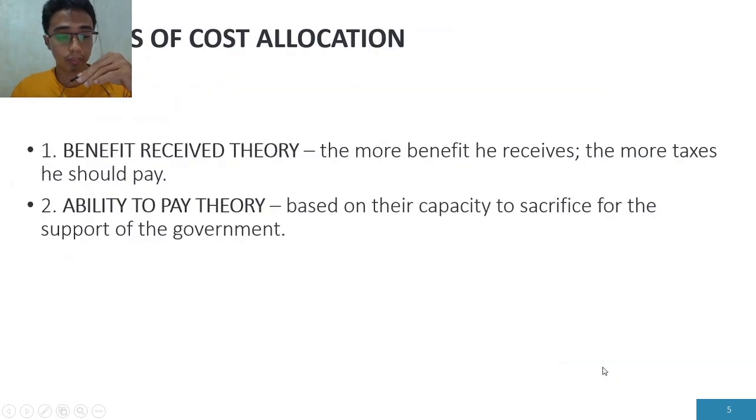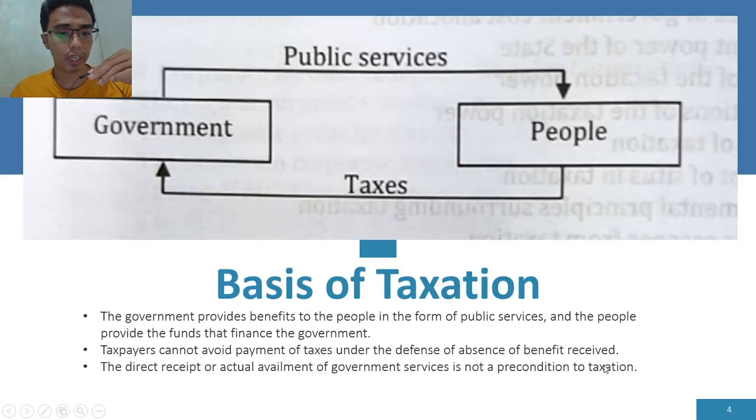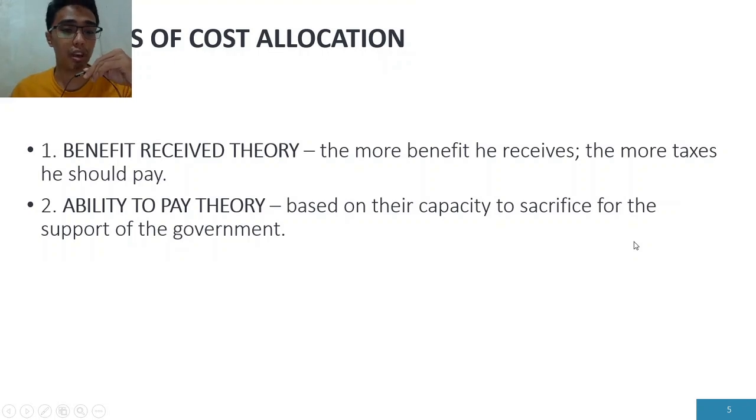So here we have the theories of cost allocation. So we have two theories in allocating the cost of the government to the people. We have the benefit receipt theory and the ability to pay theory. So the benefit receipt theory, the more benefit he receives, the more taxes he should pay. Okay? While the ability to pay naman, it is based on their capacity to sacrifice for the support of the government. So ability to pay nga. So we are using the ability to pay. Ito yung main theory na ginagamit natin under the Philippines.